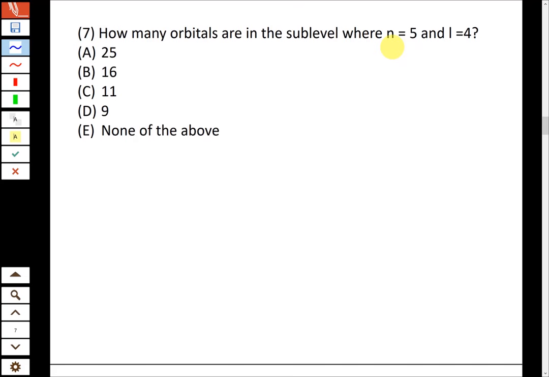So a little bit about the terminology before I go into answering this specific question. If we're talking about a shell, that's going to be defined by an n value, and the number of orbitals that are going to be in that shell is given by n squared. So if we're just given the n value, or we're told it's the first shell, second shell, third shell, fourth shell, whatever, if it's a shell number that we're given, you just use n squared.